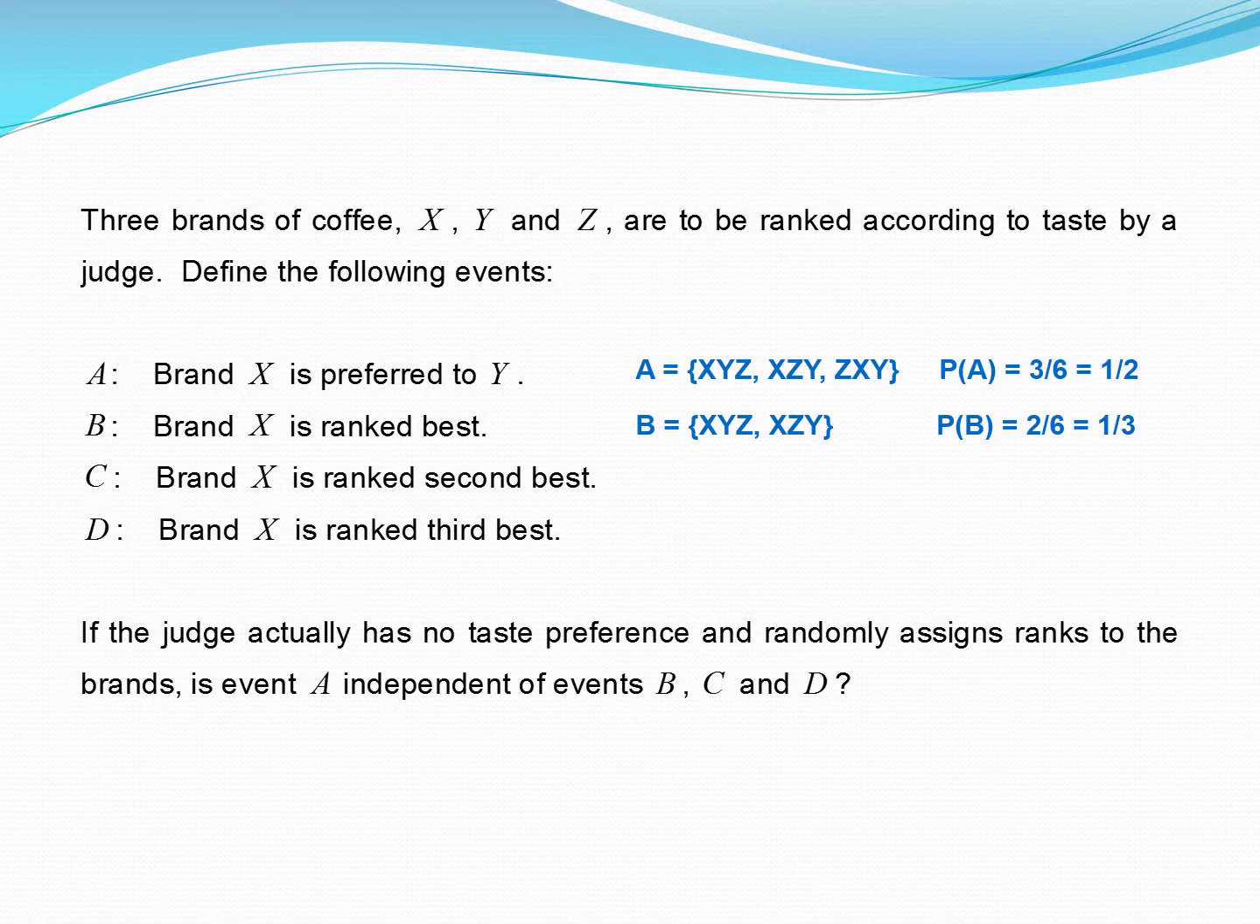Then event C was defined as brand X is ranked second best. So there we will look at all the outcomes where X was in the second position, and the probability of event C will be 2 over 6 or 1/3. And then lastly, event D was defined as brand X is ranked third best. So there we will look at all the outcomes where X was in the third position, and that probability will also be 2 over 6 or 1/3. Then they ask you, are event A independent of events B, C, and D?